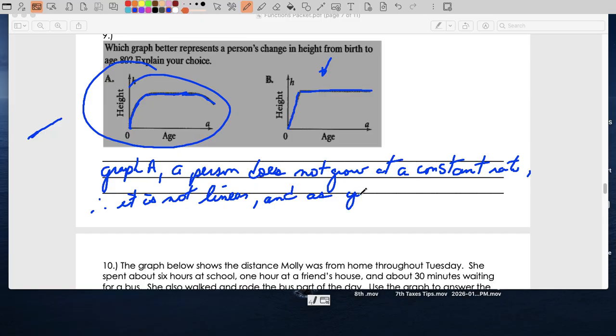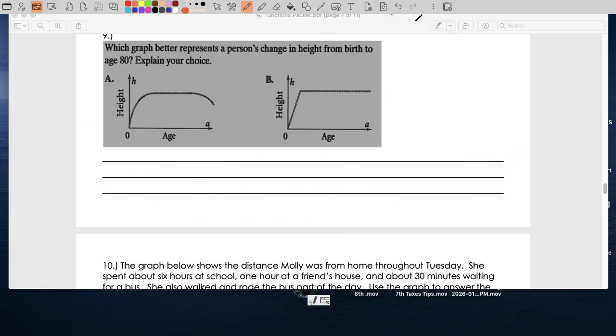And as you get older, a little bit older than me, way older, you do lose a little height. That's for sure.